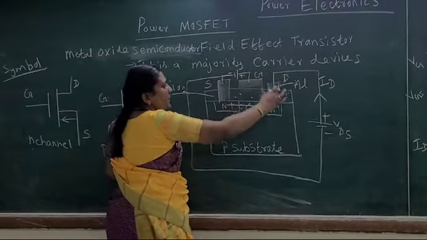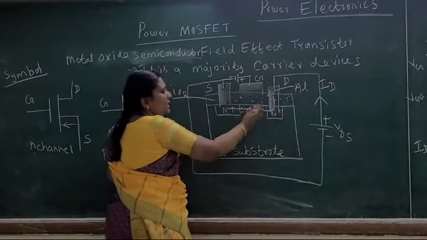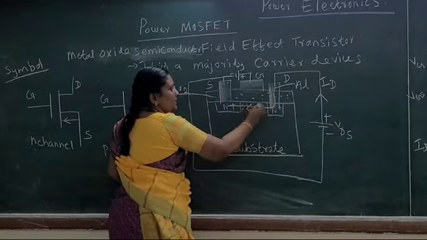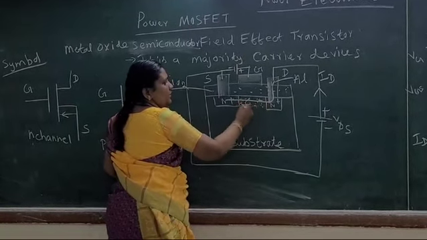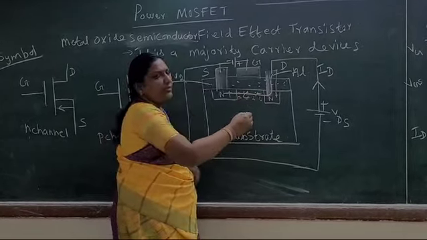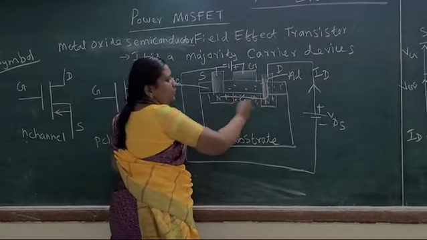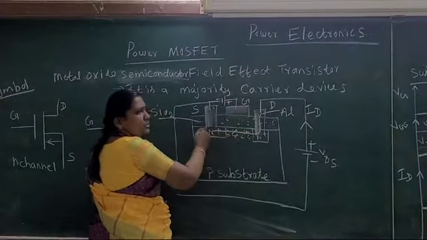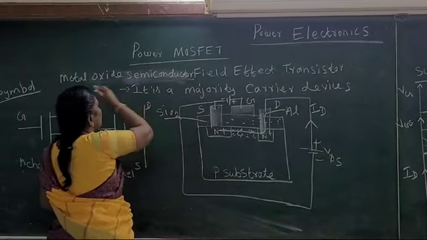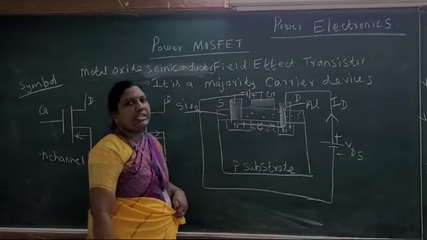When the MOSFET is working, we will be getting an electric field. Electric field when it's working. The electric field gets modified for the drain current flow from drain to source. That's why it is termed a metal oxide semiconductor field effect transistor.